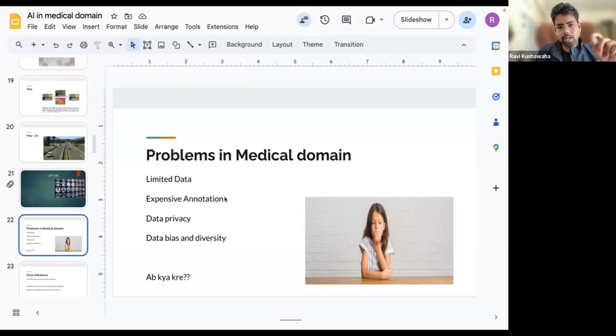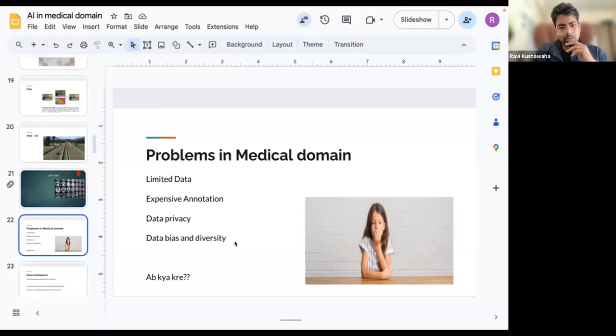If you want to get the tumor marked by a radiologist or by a doctor, they will charge a heavy amount for each annotation, for each scan they mark. Also, there is an issue of data privacy. The hospitals don't want the data to be used for some AI model or some research. So this is also an issue why we have limited data. And the very common issue that we are seeing is data bias and diversity. Let's say you have taken a fracture dataset which contains fractures from the Indian population, but what about the US and the African population? It may happen that a model that generalizes to the Indian population may not work well with other geographies.